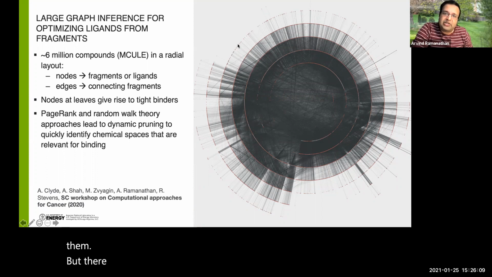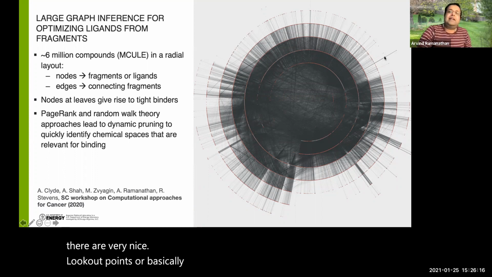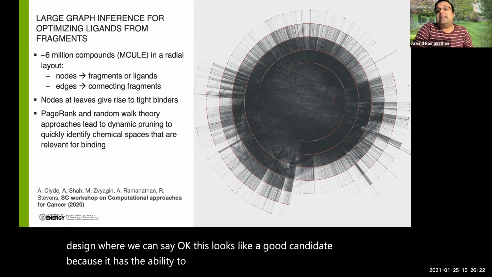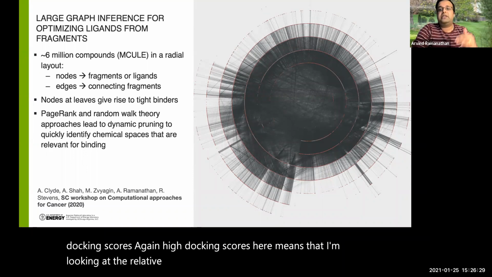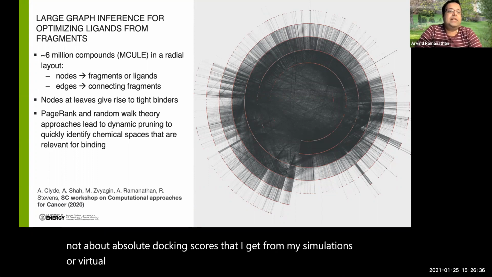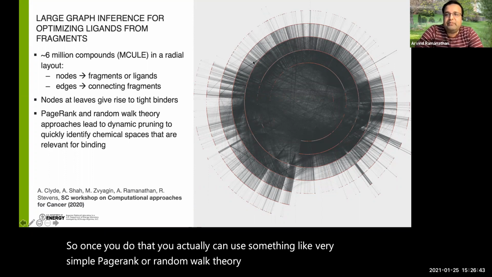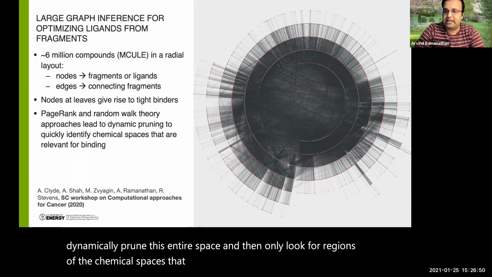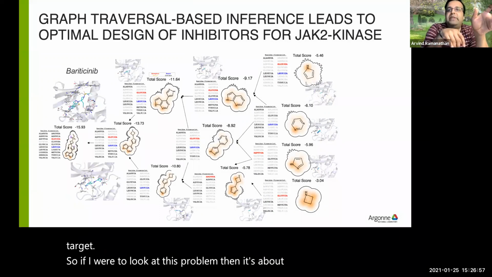But there are some parts of this tree which indicate very nice lookout points, or what we call starting points for design, where we can say, okay, this looks like a good candidate because it has the ability to bind to a protein because it has high docking scores. Again, high docking scores here means that I'm looking at the relative ranking that I was talking to you about before. It's not about the absolute docking scores that I get from my simulations or virtual screen runs. So once you do that, you can use something like very simple PageRank or random walk theory that allows you to dynamically prune this entire space and then only look for regions of the chemical space that are relevant for binding across the target. So if I were to look at this problem, then it's about reconstructing a known set of inhibitors for a protein.